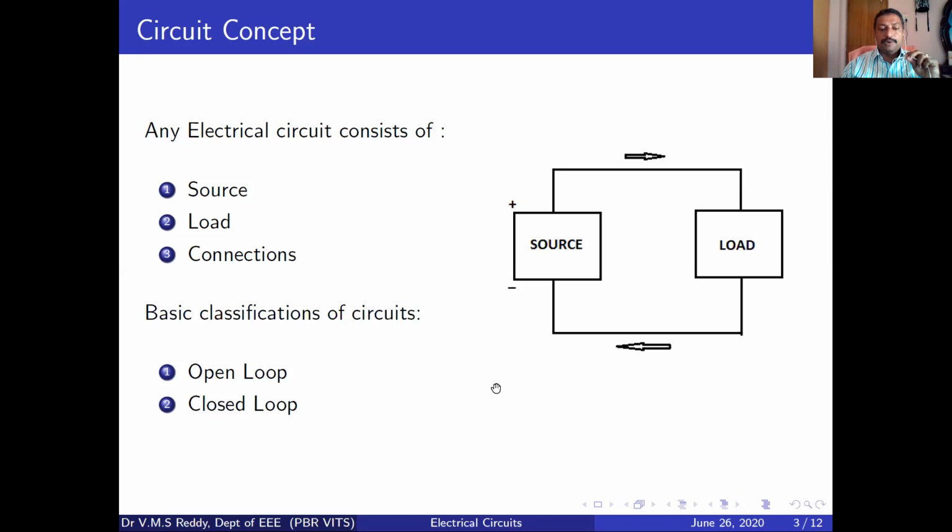Coming back, depending on how the source and load are physically available, there are two types: open loop and closed loop. What is the meaning of open loop? The source and load are not connected to each other. Such circuits are called open loop circuits. Simply, we are not controlling anything between the source and load. Then we come to the closed loop.